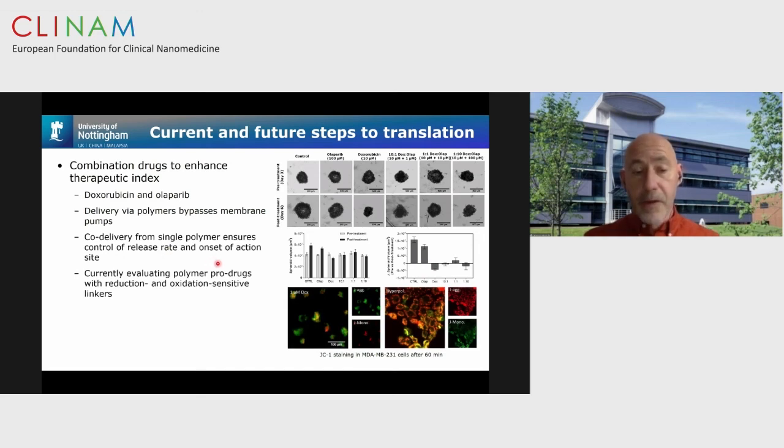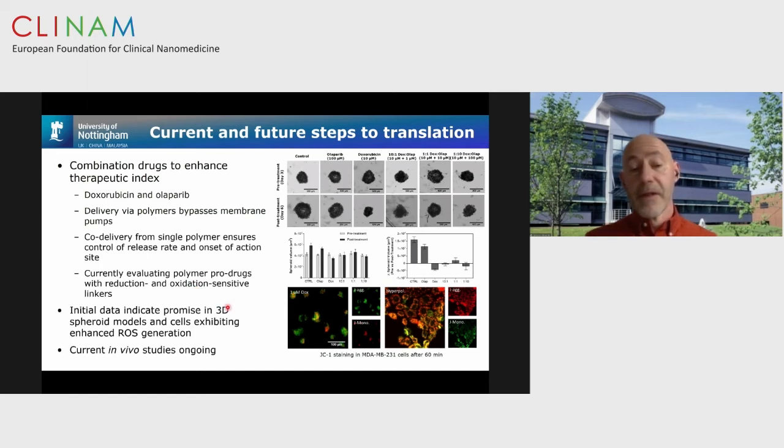We're currently evaluating polymer prodrugs with both reduction and oxidative sensitive linkers. This links up quite nicely with some of the things that Neil and also Alberto mentioned in terms of looking at induction of oxidation and ROS in systems treated with doxorubicin and in these combinations. So we see quite marked changes in ROS generation with some of these polymers in triple-negative breast cancer cells. We've got some promise in 3D spheroid models, and we're doing a range of in vivo studies at the moment. So I'd like to be able to report a little bit more at the next meeting, where we're going, because we're now looking at all these systems with a range of different redox probes in mice.